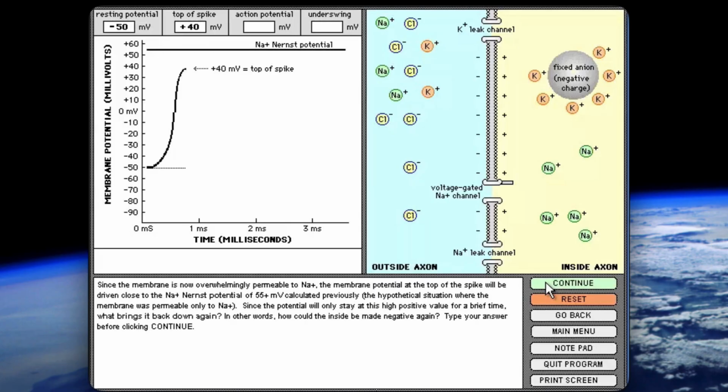Since the membrane is now overwhelmingly permeable to sodium, the membrane potential at the top of the spike will be driven close to the sodium Nernst potential of plus 55 millivolts calculated previously, the hypothetical situation where the membrane was permeable only to sodium. Since the potential will only stay at this high positive value for a brief time, what brings it back down again? In other words, how could the inside be made negative again? Record your answer before continuing.